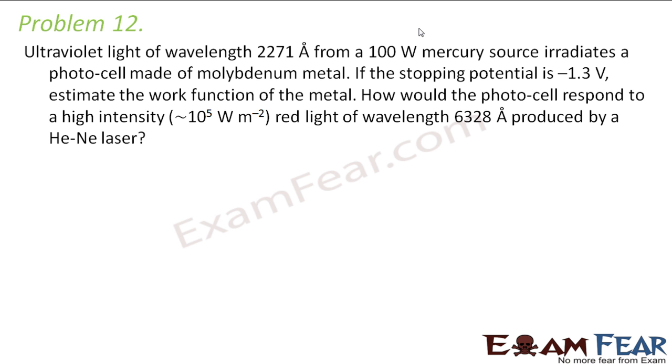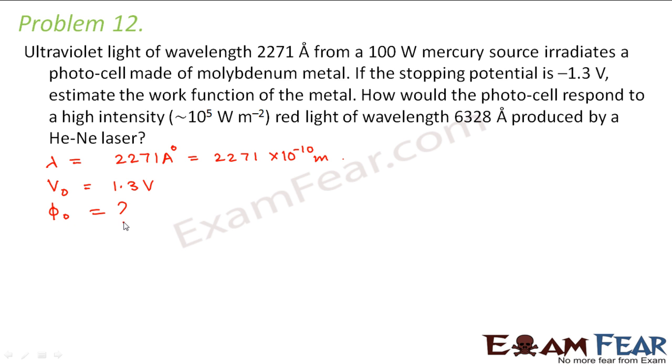Let us look at problem 12. It says ultraviolet light of wavelength 2271 angstrom from a 100-watt mercury source irradiates a photocell made of molybdenum metal. So the wavelength of incident light lambda is given as 2271 angstrom, which is 2271 into 10 to the power minus 10 meters. If the stopping potential is 1.3 volts, estimate the work function of the metal.